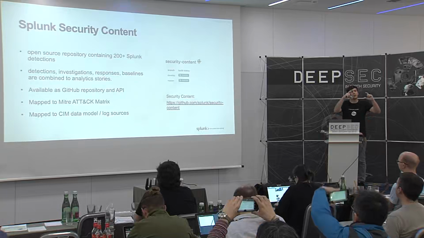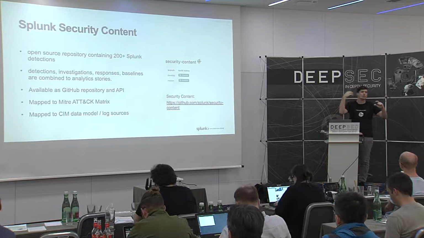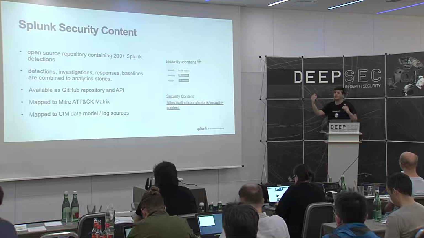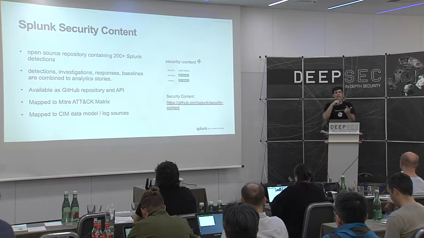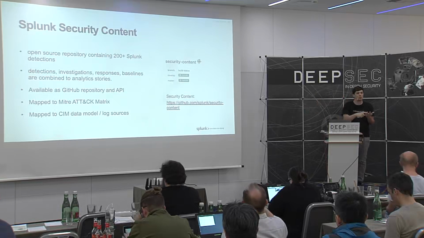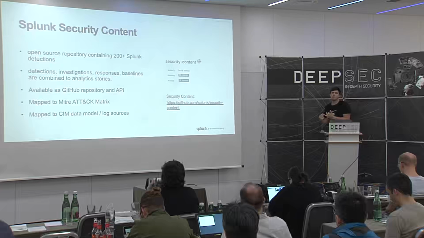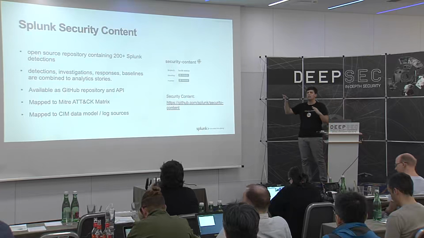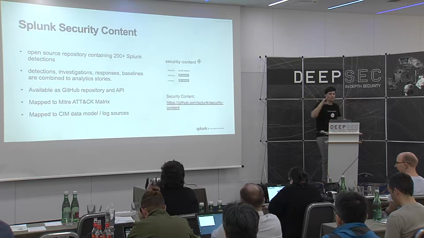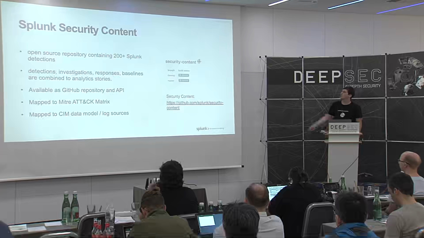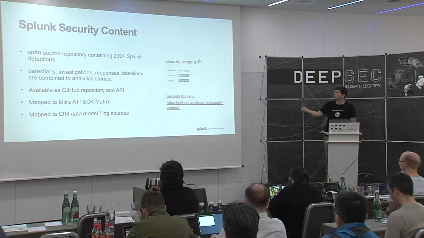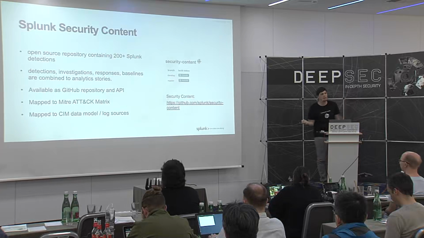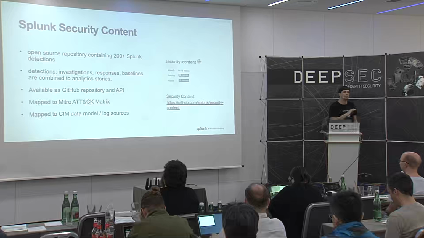We take analytic stories, for example analytic stories for credential dumping, and we include there detections, investigations, response searches, and also baselines. Baselines are needed for detections which are anomaly based, and then you need some kind of baseline in order to make some detections. It's in GitHub, it's open source, you can find it here, it's mapped to the MITRE ATT&CK matrix, and it's mapped to a common information model.